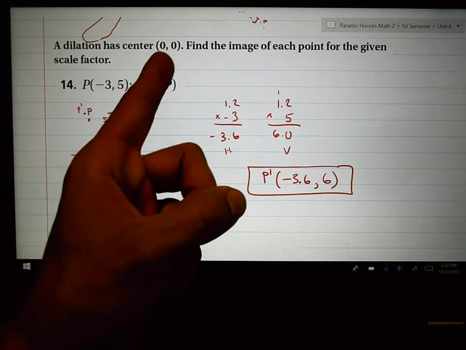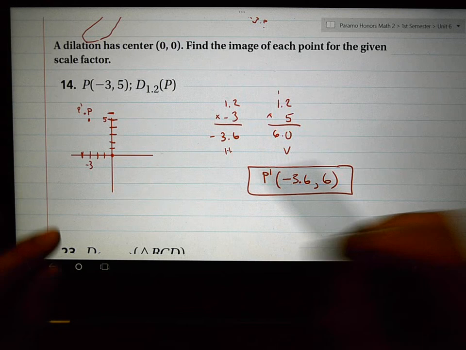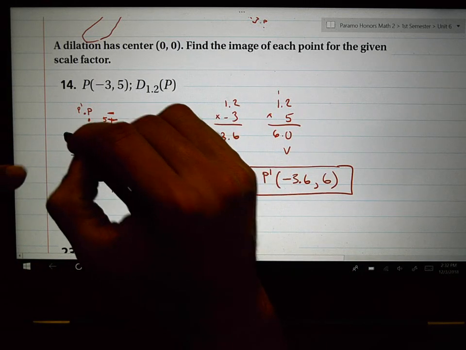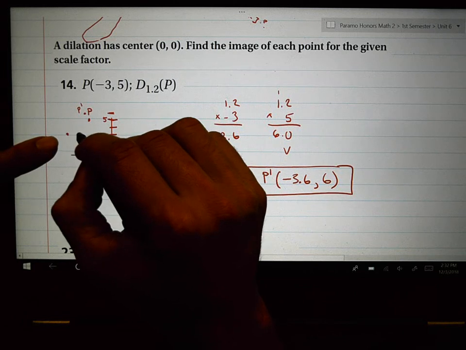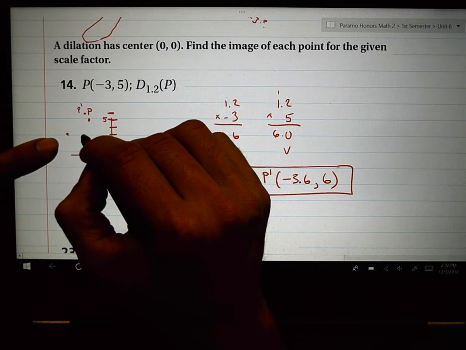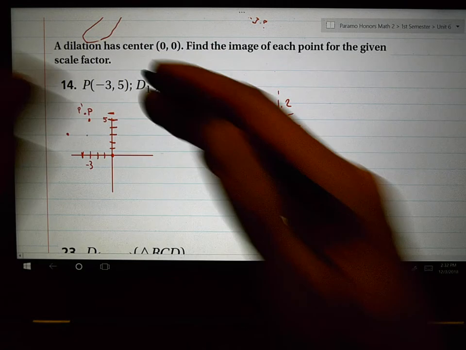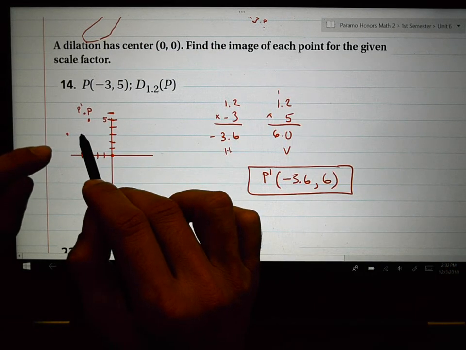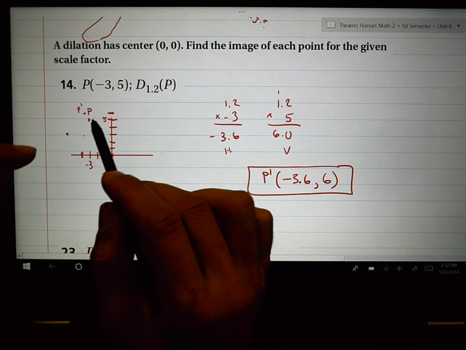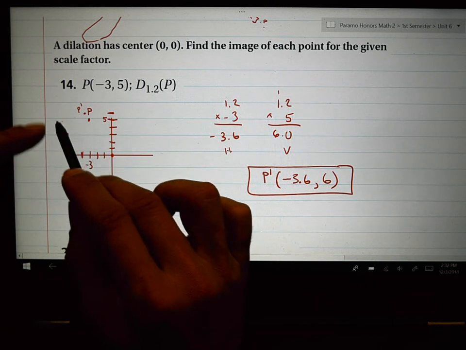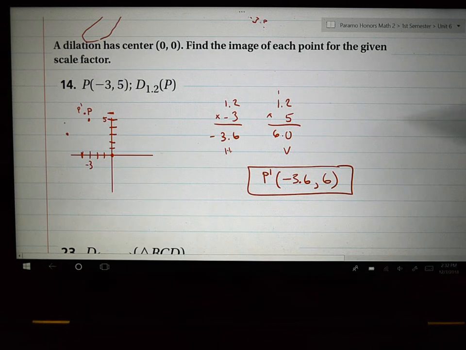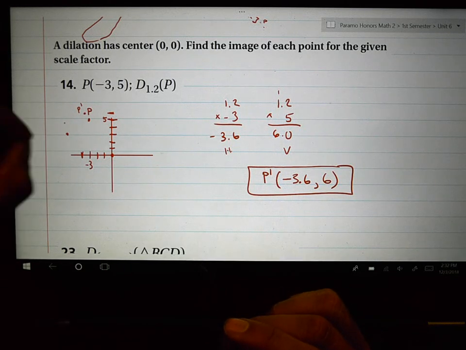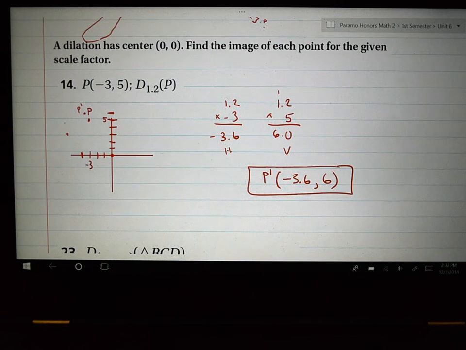If the center was not at 0, 0, if the center was over, let's say, over here, you would see how far it is going in the horizontal direction. You would multiply by whatever your dilation is. If you're only going horizontally 2 units to the right, you would multiply that by 1.2. If you're going vertically to that spot, 2 units, you multiply that by 1.2. And then you would know where from the center you would need to go. Your new point would be at that other place.